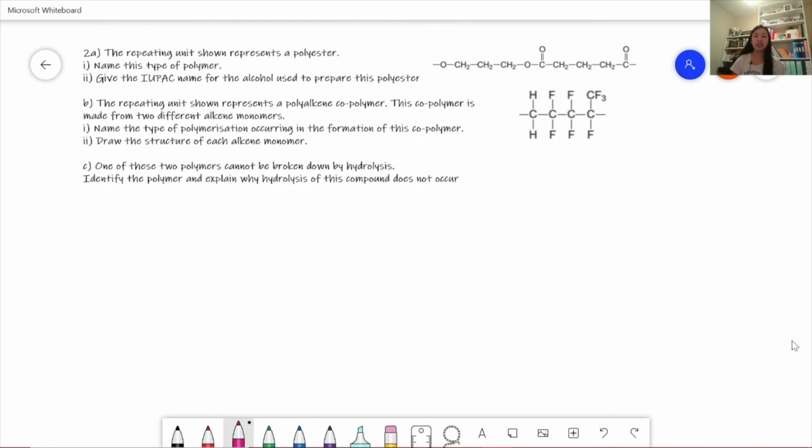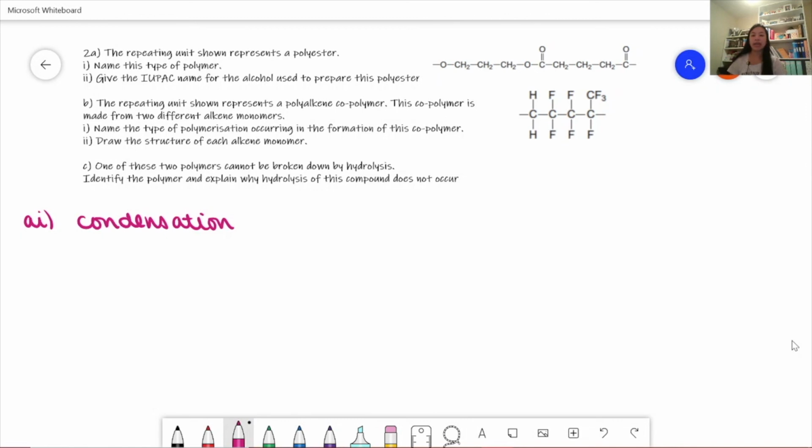Before I move on to question 2, feel free to click off the video and try it for yourself first. So for A, the repeating unit shown represents a polyester. Name this polymer and give the IUPAC name for the alcohol used to prepare this polyester. And so first, this is a condensation polymer, because in order to form this polymer, we have got rid of some water.